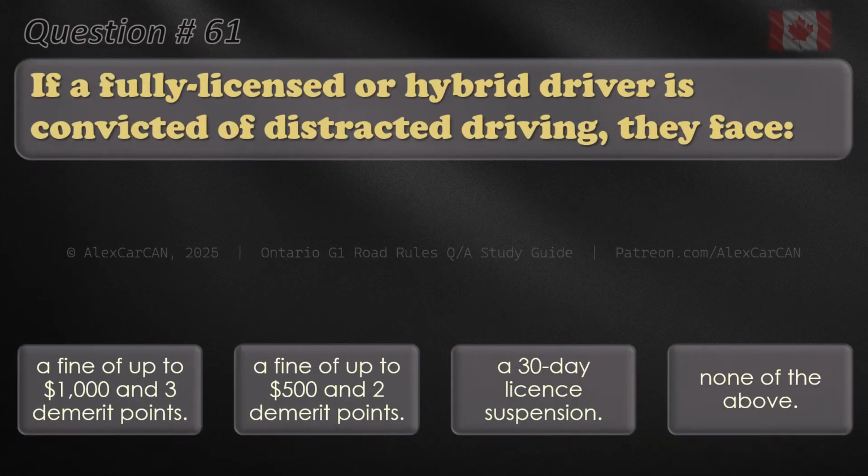Question number 61. If a fully licensed or hybrid driver is convicted of distracted driving, they face a fine of up to $1,000 and 3 demerit points. A fine of up to $500 and 2 demerit points. A 30-day license suspension. None of the above. The correct answer is a fine of up to $1,000 and 3 demerit points.